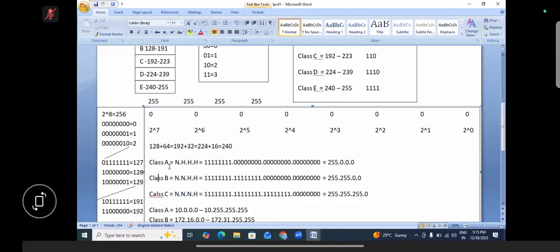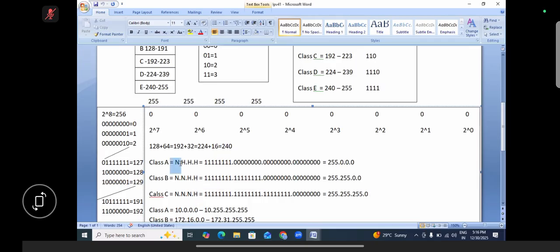Coming to class A, class B and class C, the INA people divided them into network and host portions. What is that? Network and host portions. They provided the network and host portions formula. Class A: one network, three hosts. You need to remember. Class B: two networks and two hosts. Class C: three networks, one host.